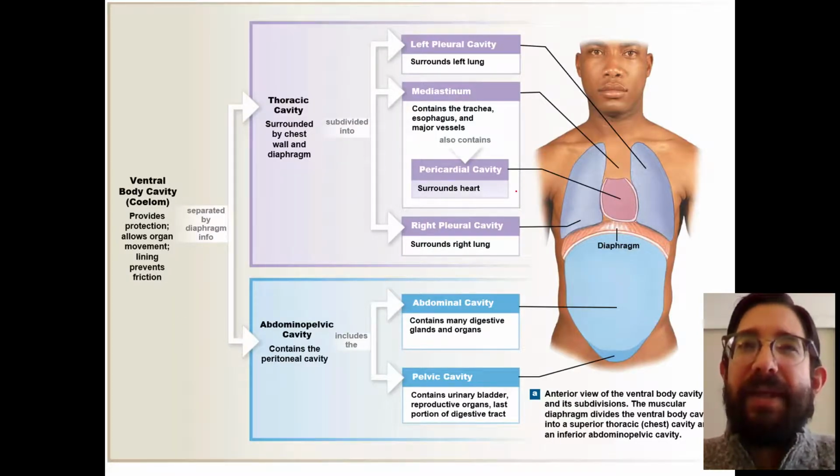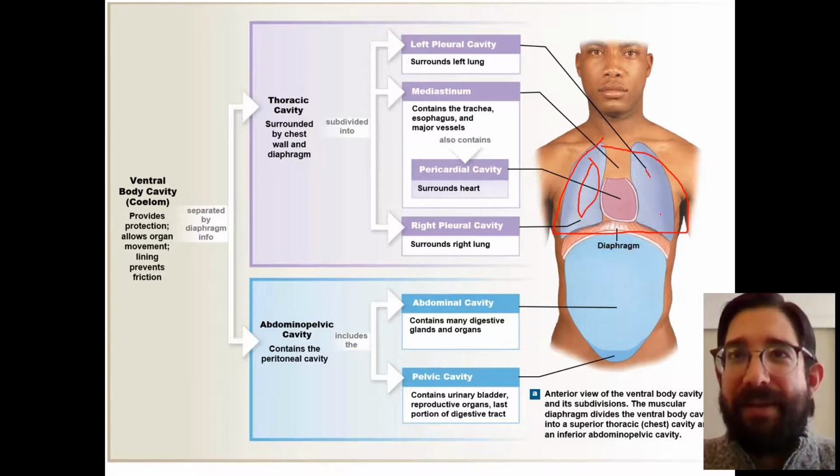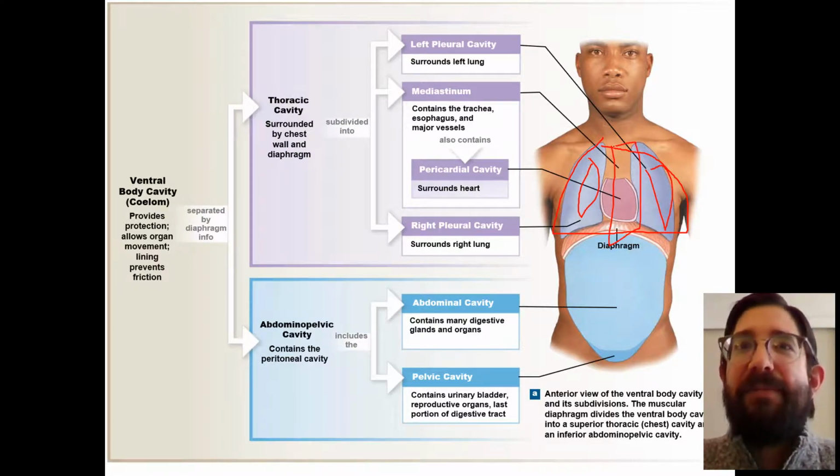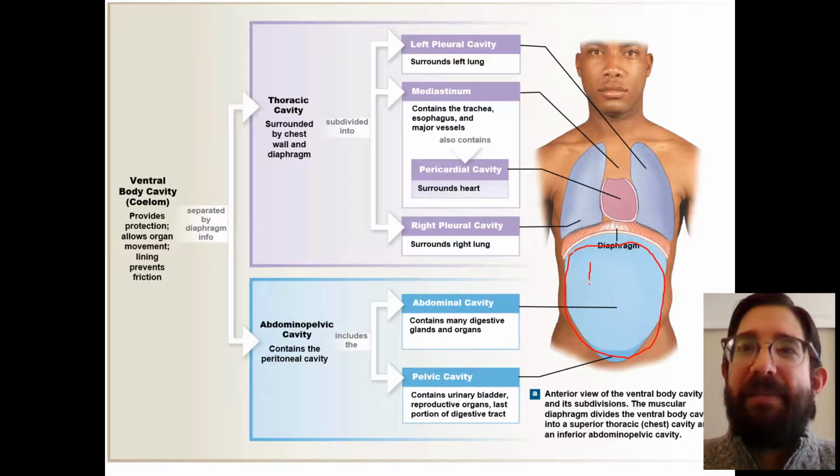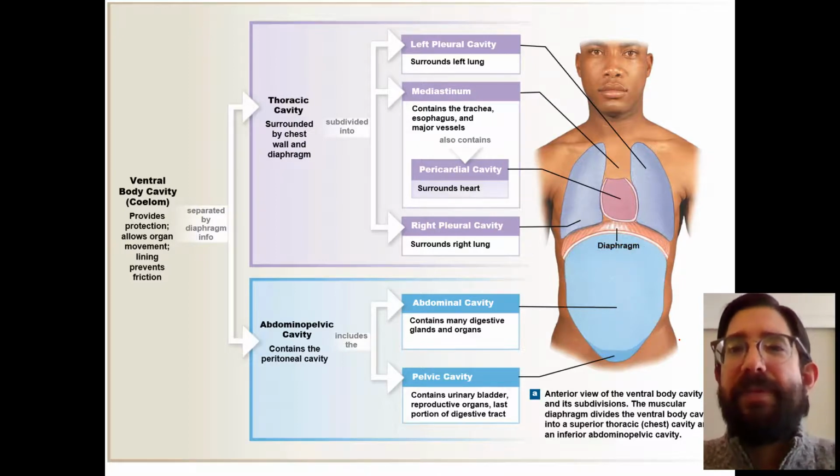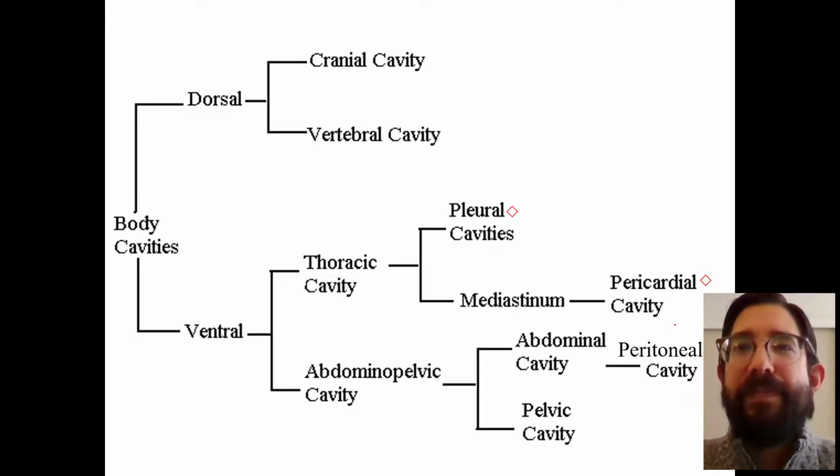Here's another way to look at these cavities, to think about how everything in that front part of your body is your ventral cavity. Within the thoracic cavity, you have the pleural cavities and the mediastinum, which contains the pericardial cavity. And in the abdominal pelvic cavity, you have the abdominal part and the pelvic part. And then with this special peritoneum that's in there. Here's one more way to look at this.